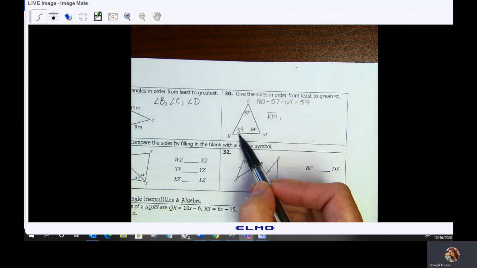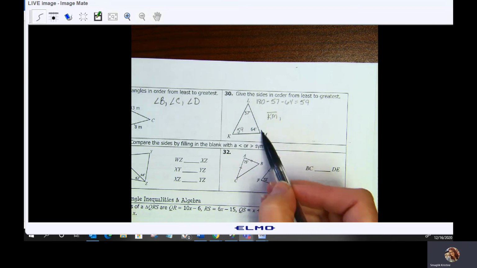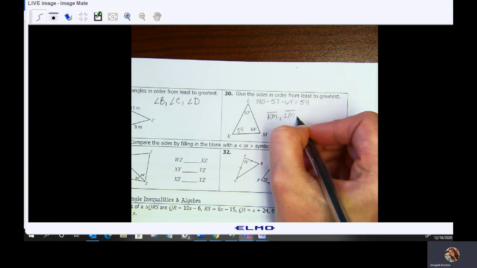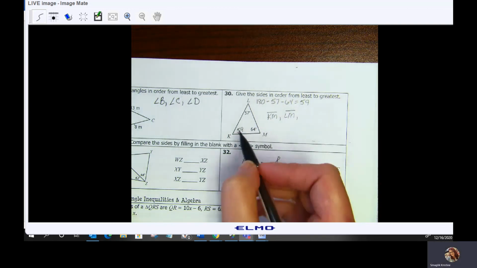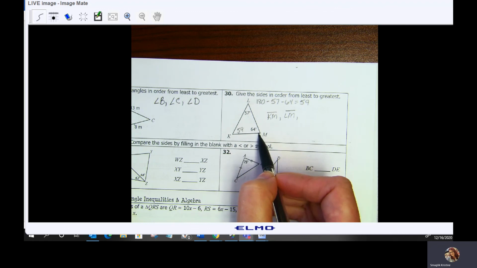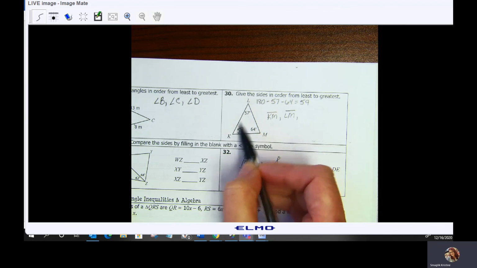Next up would be 59. The line segment across from angle K here is line segment LM. My largest angle is 64. So the side opposite 64 is KL.